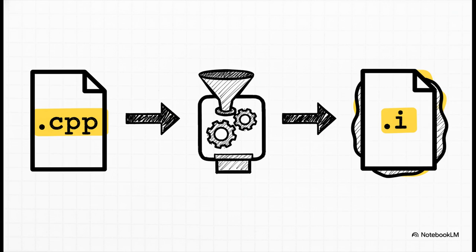And once the preprocessor's done its thing, our original file has been totally transformed. What comes out the other side is a brand new file, and it usually ends with a .i. This file contains what we call expanded code. It's clean, it's complete, and now it's ready for the main event.